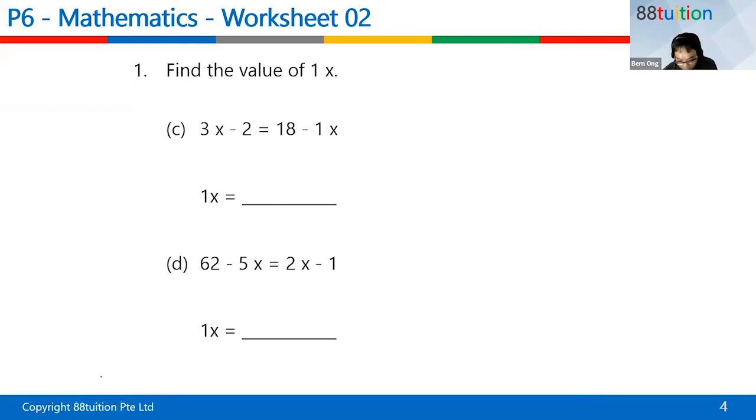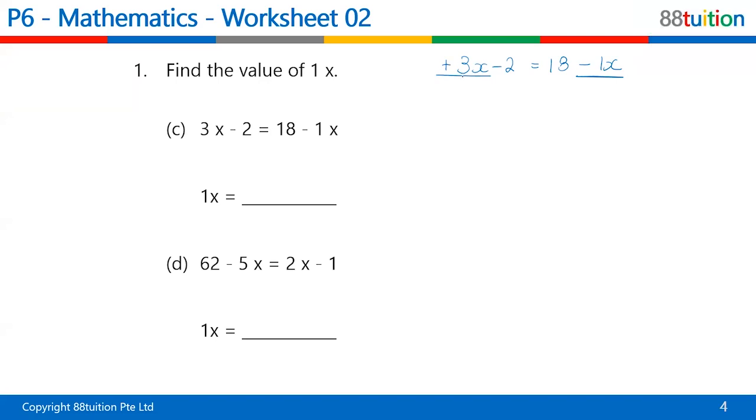Focus on me. The question is 3x minus 2 is equal to 18 minus 1x. First thing, the minus belongs to 1x. In front of the 3x is a plus. Who is heavier? Who is overweight? Overweight, don't move him. Don't disturb him. Equal sign, you can put it in the center first.